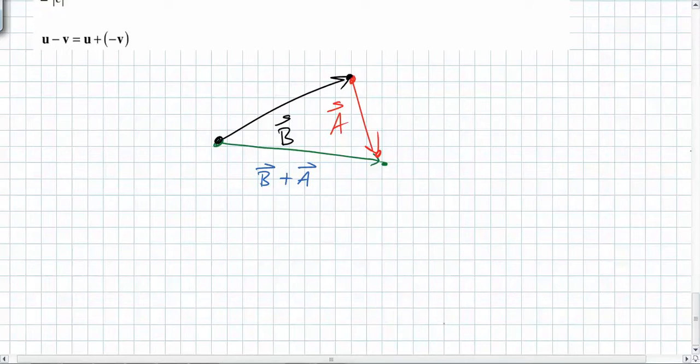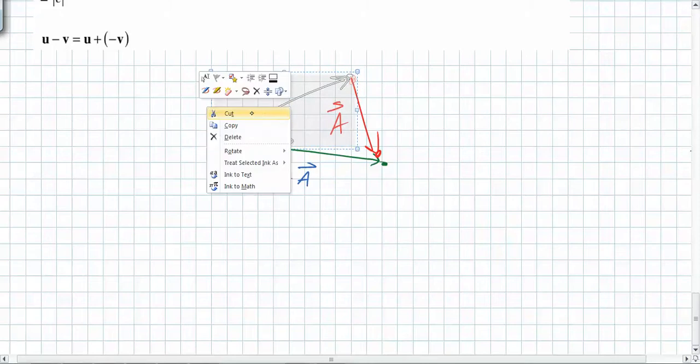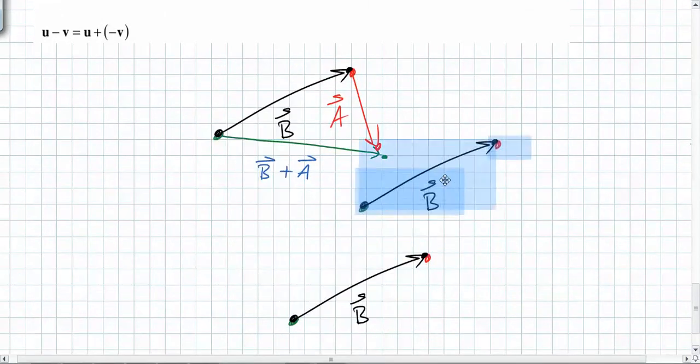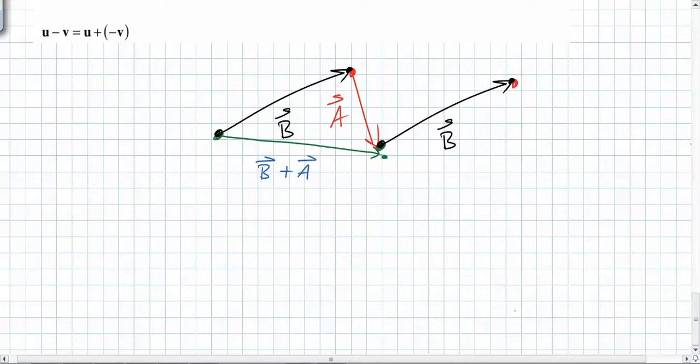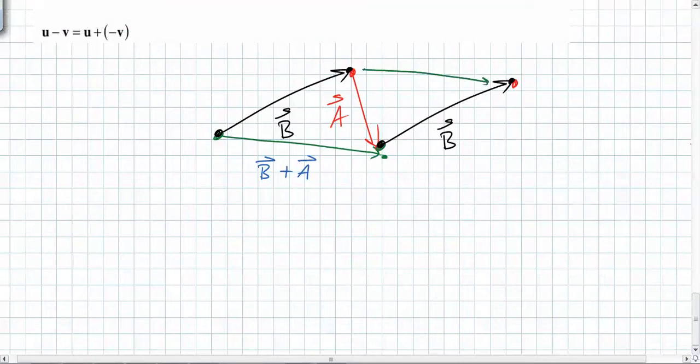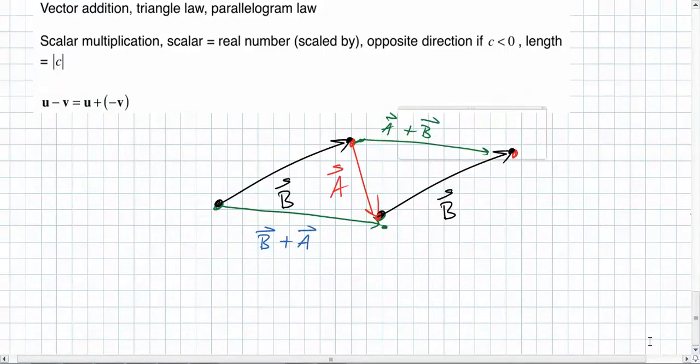If I wanted A plus B, what do I have to duplicate here? Let's take B right here. If I take B, put it right at the end of A, like this, what do you end up with? This right here is A plus B. Are they the same thing? Yes. Remember, it doesn't matter where the vectors start. They'll be equivalent vectors regardless of where they start if they go in the same direction and they have the same magnitude. Exactly.